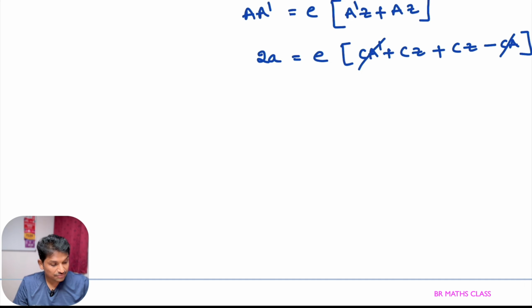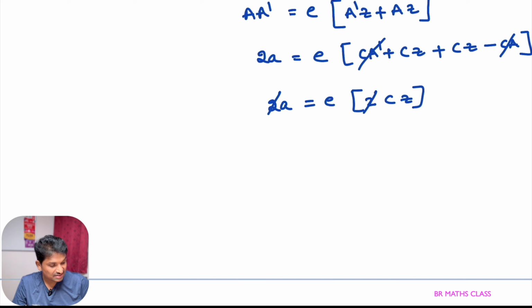Now you look here, left hand side part, CZ plus CZ. What is CZ plus CZ? CZ plus CZ is 2 times CZ. This side is 2A. Now this 2 will get cancelled. What is CZ from this? CZ is A divided by E.